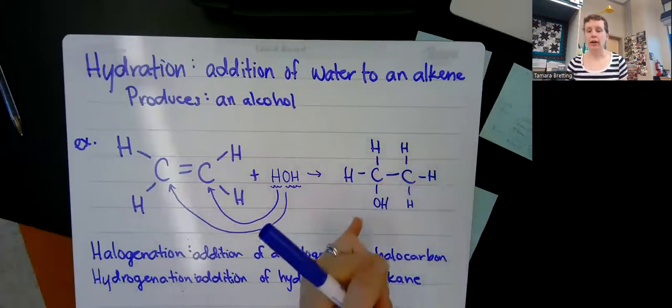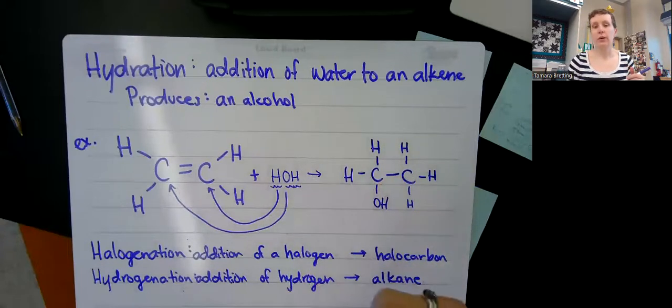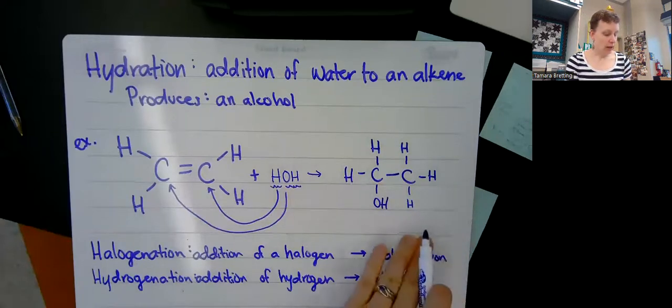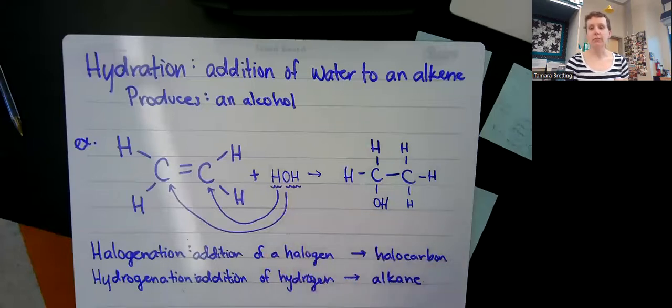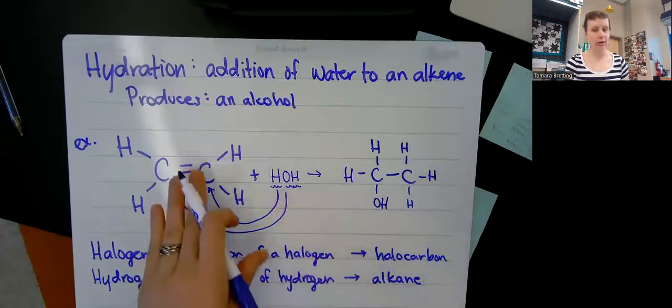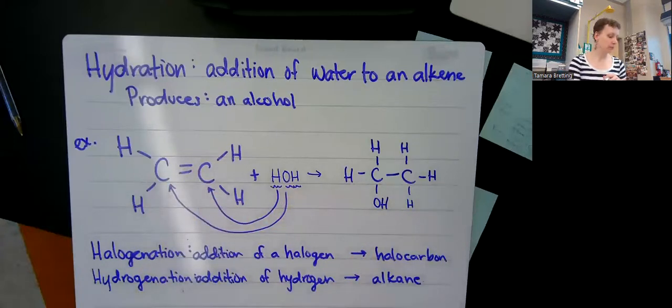And we know that an OH attached to a carbon is going to signify an alcohol substance. And that is one of our functional groups. So in hydration, we form an alcohol. Now, we don't normally think about alcohol being hydrating, but that's not what's happening. We're adding water and it's creating an alcohol. So this would be ethanol.